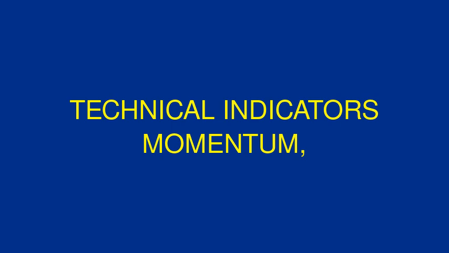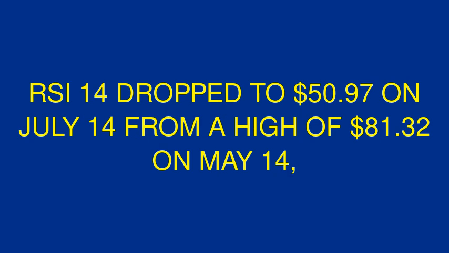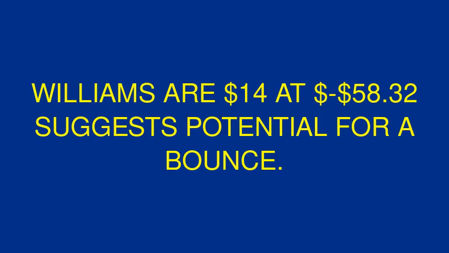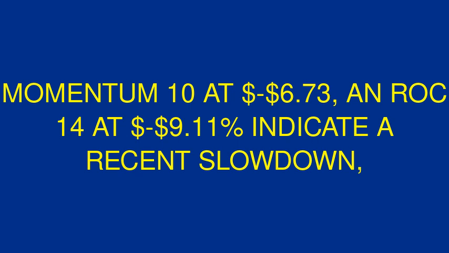Technical indicators. Momentum. RSI 14 dropped to 50.97 on July 14th from a high of 81.32 on May 14th, signaling neutral momentum. Williams %R 14 at -58.32 suggests potential for a bounce. Momentum 10 at -6.73 and ROC 14 at -9.11% indicate a recent slowdown.